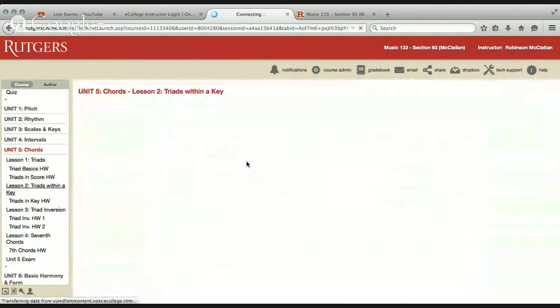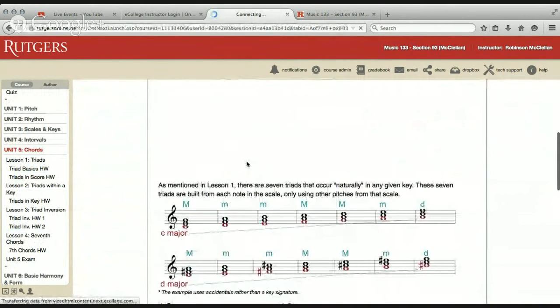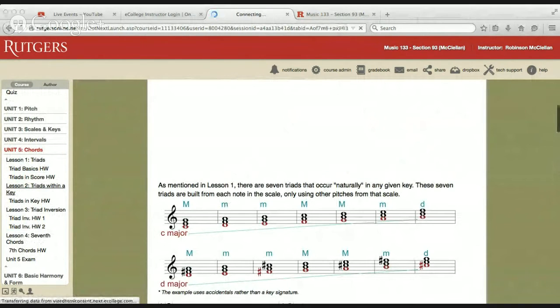Can you see my screen as I jump over to the lesson? Or it's in a different tab, so I don't know if... Oh, I can see it.